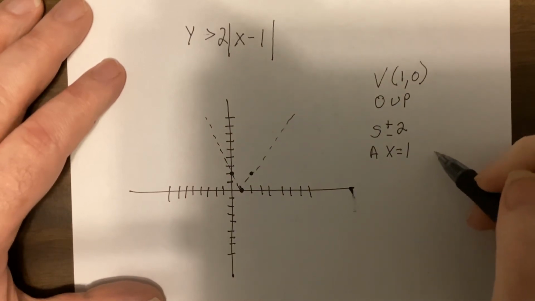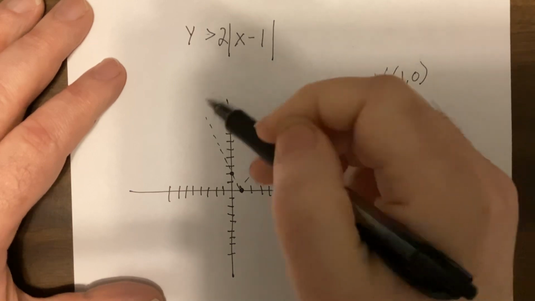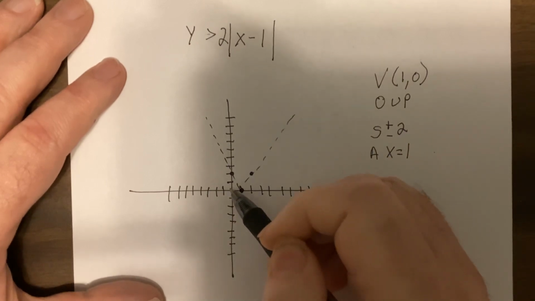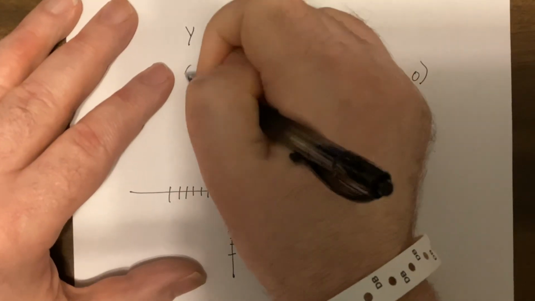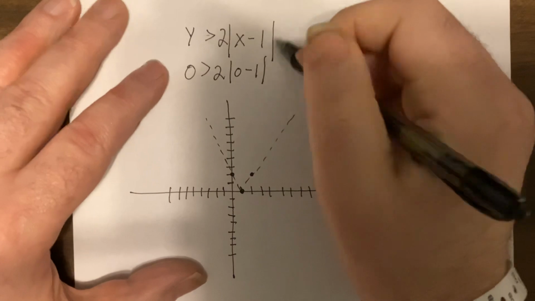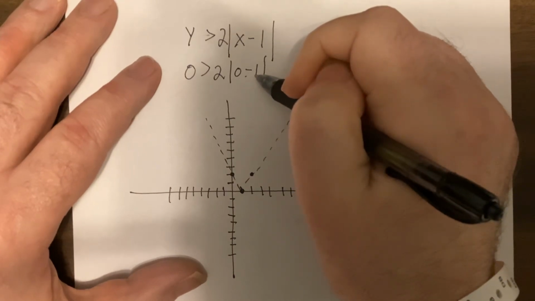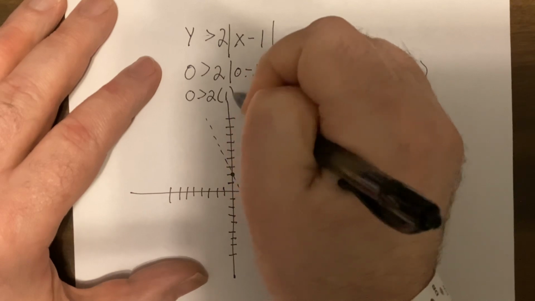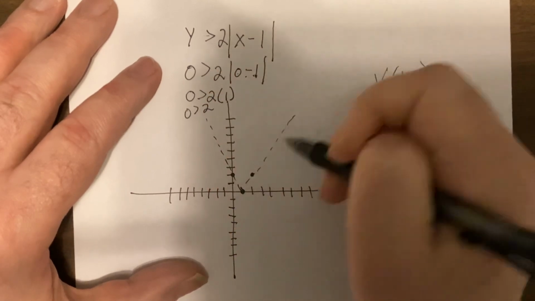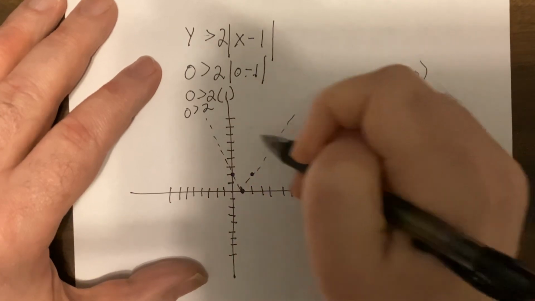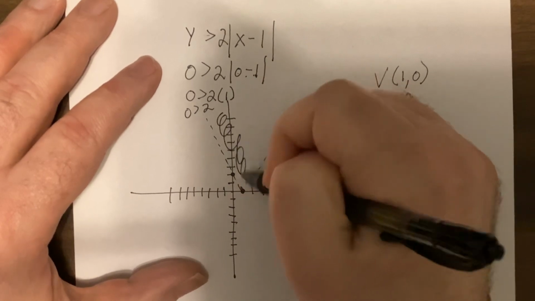Now we're going to pick a point to decide, is it shaded inside or is it shaded outside? So I'm going to pick the origin. Clearly not on it. So 0, is that greater than 2 times 0 minus 1 absolute value? 0 minus 1 is negative 1. Absolute value is 1. So is 0 greater than 2 times 1? Is 0 greater than 2? And hopefully you say no. This is false, so everything on this side is false, so it has to be inside.